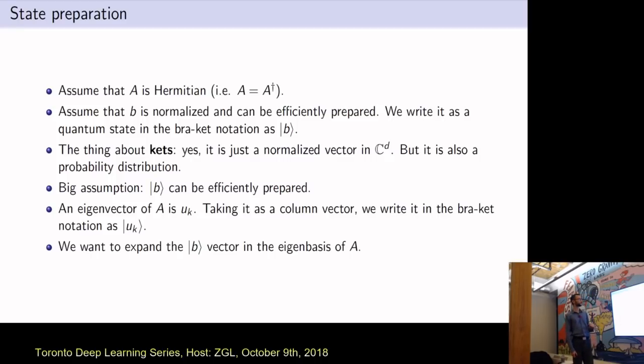And then we take the eigenvectors of A as these UK vectors, which in bracket notation would be this. And then we want to basically expand this B in the eigenbasis of A.